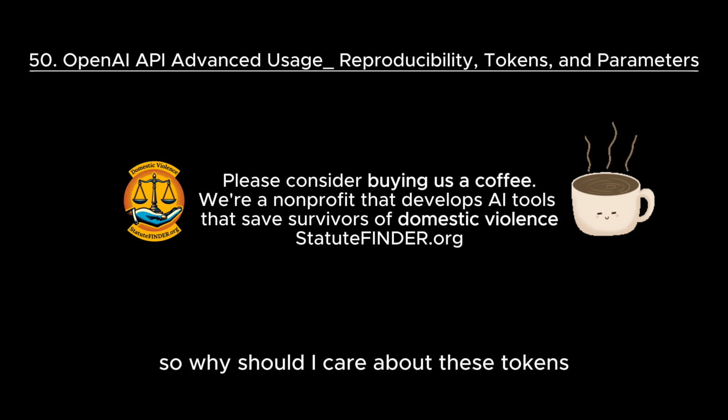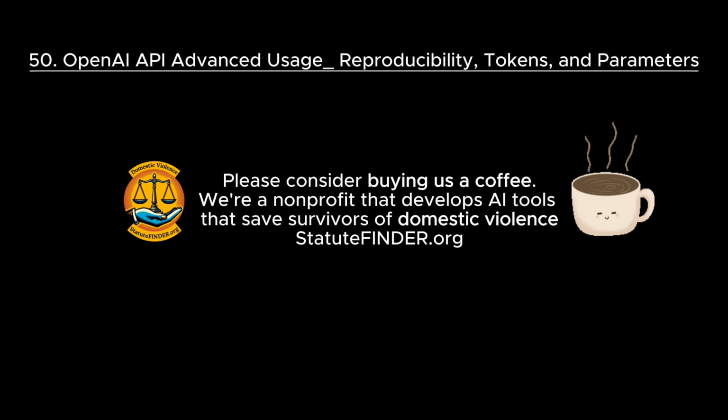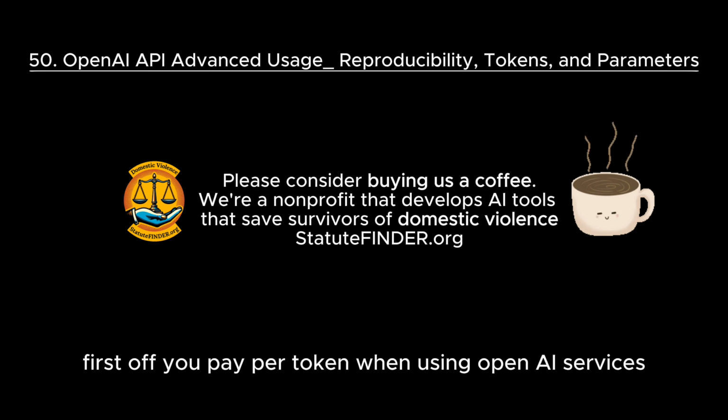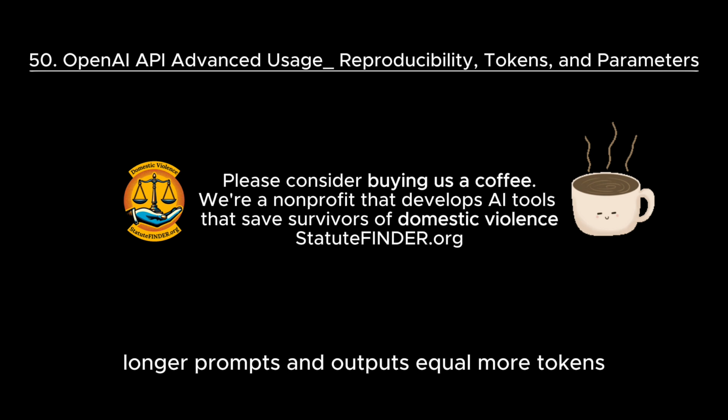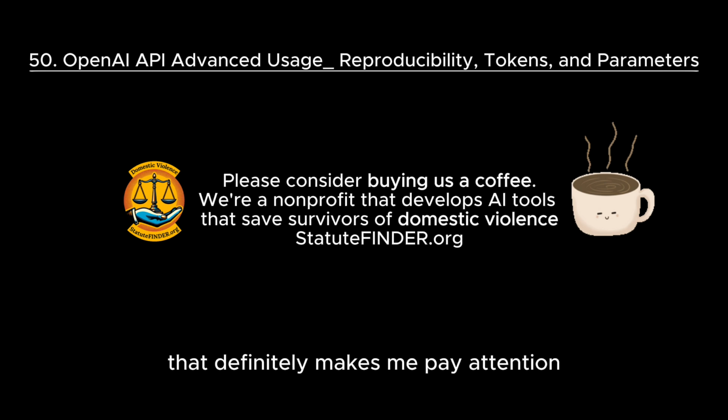So why should I care about these tokens? They seem pretty small and insignificant. They might be small, but they have a big impact on how you use the API. First off, you pay per token when using OpenAI services. Longer prompts and outputs equal more tokens, which equals higher costs. So tokens equal money. That definitely makes me pay attention. What else should I know?